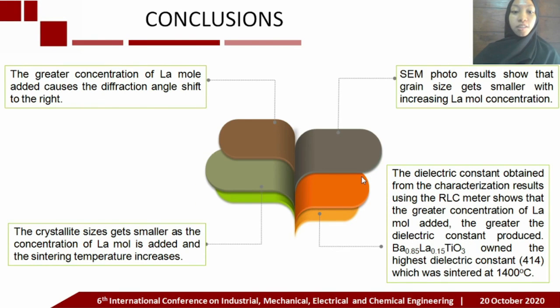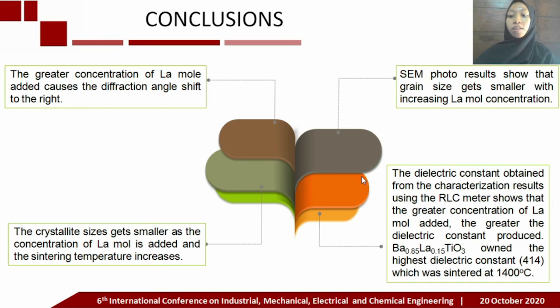And this is the conclusion. The greater concentration of lanthanum added causes the diffraction angle to shift to the right, and then the crystallite size gets smaller as the concentration of lanthanum added and the sintering temperature increase. From the SEM result, the grain size gets smaller with increasing lanthanum concentration.